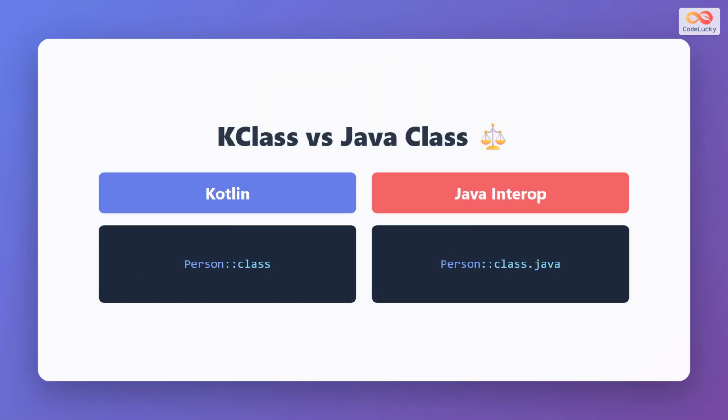It's important to understand the difference between Kotlin's KClass and Java's Class. In Kotlin, when you write Person::class, you get a KClass instance specific to Kotlin's reflection API. However, when working with Java interoperability or Java libraries that expect a Java Class object, you need to use Person::class.java. The .java property converts the Kotlin KClass reference into a Java Class reference, allowing seamless integration between Kotlin and Java code.